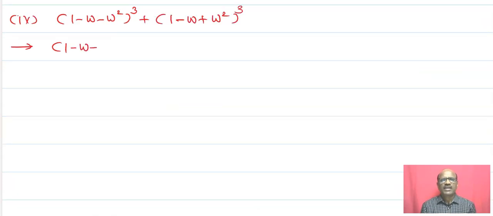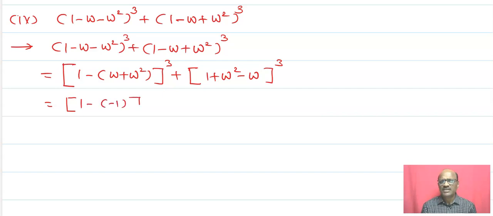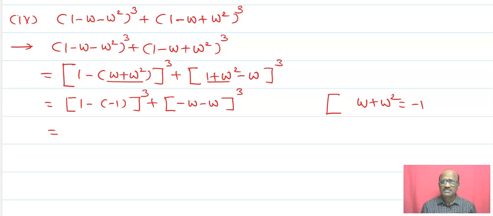Now next is 1 minus omega square bracket cube. In the next bracket, that is 1 minus omega plus omega square bracket raised to 3. Now substitute the values: take minus common, then you are getting omega plus omega square bracket raised to 3. Next we arrange the terms, that is 1 plus omega square minus omega bracket cube. Now see this, omega plus omega square is minus 1 and in the next bracket 1 plus omega square is minus omega. Now what's happening? Minus minus becomes plus, that is 2 raised to 3.